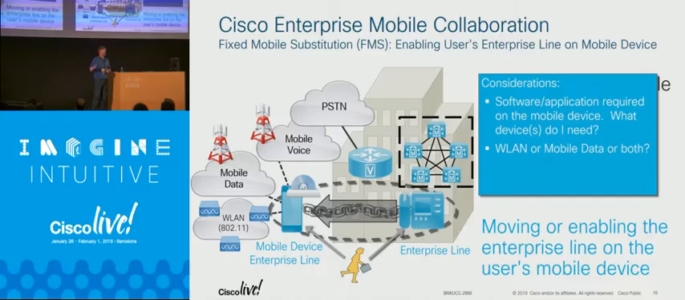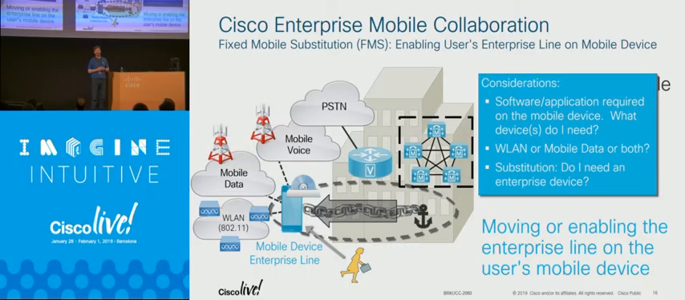The other thing is, and this is where the fixed mobile substitution comes into play, the substitution piece. If I'm enabling the enterprise line on the mobile device, do I actually need an enterprise device, an actual physical hard desk phone? And I think the answer there depends. In some cases, no. If you have a highly mobile worker, maybe the mobile device is all they need.